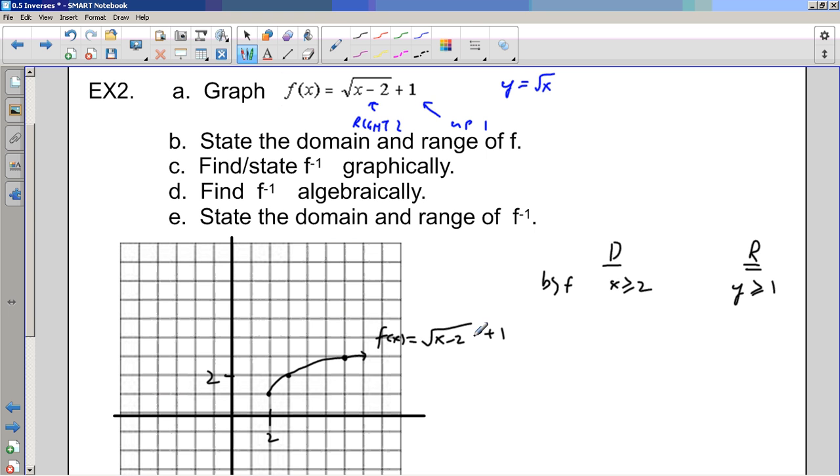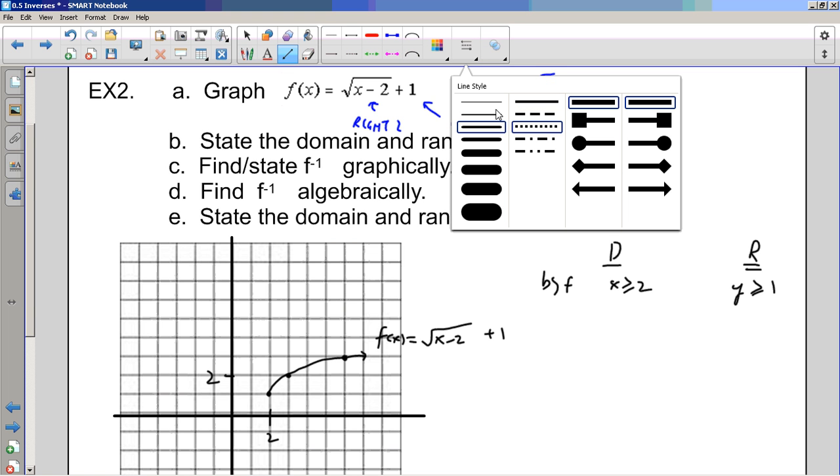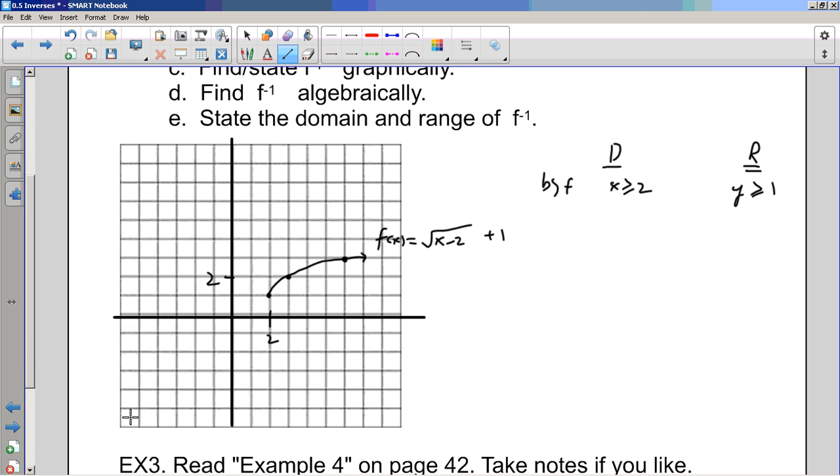And again, algebraically, I can see that because the numbers that come out of a square root are at worst 0. And then I add 1 to that, and I get my range. It says find or state the inverse graphically. So what this means is I'm going to use my graph and reflect in the line y equals x. That's this line right here, right?